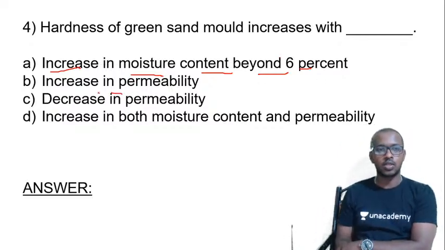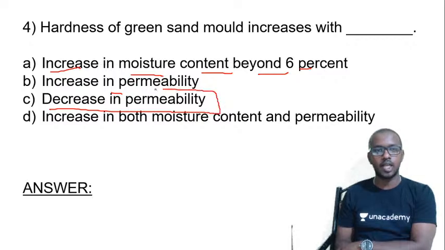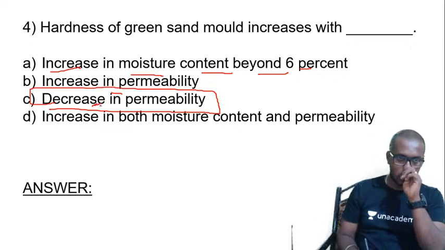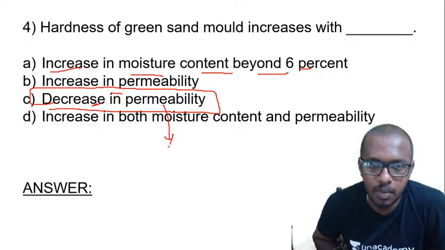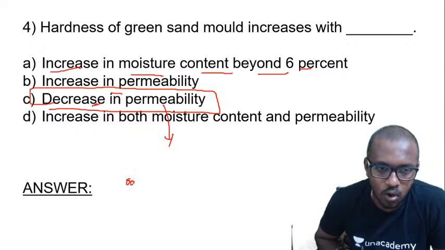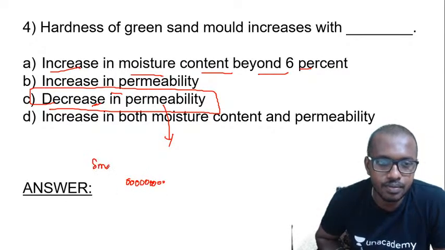So the answer for this question is what? Decrease in permeability will increase the hardness for you. Okay, so the decrease in permeability in the case when you have smaller grain size. The other way you could answer is smaller the grain size.